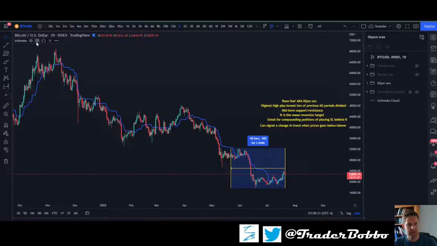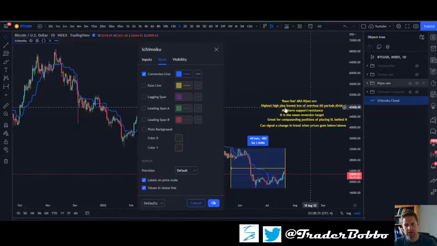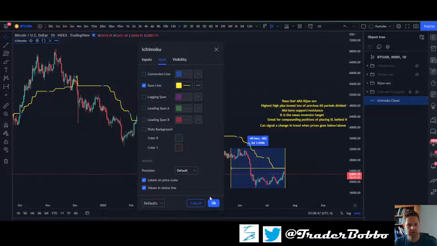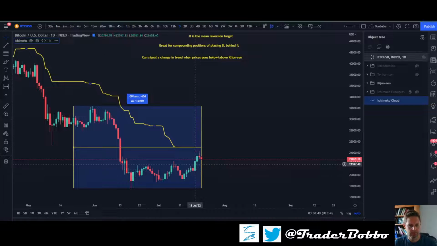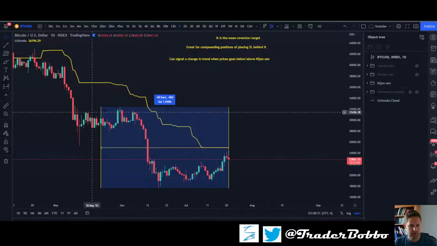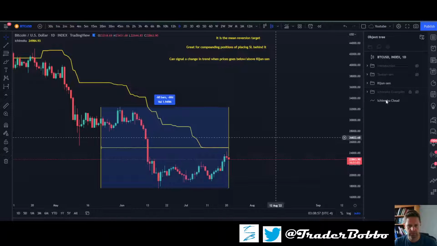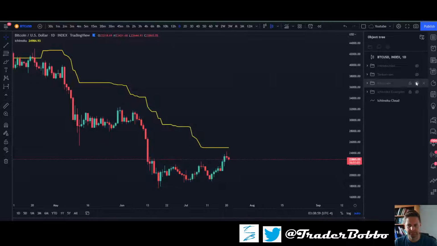So what is the Kijun-sen? As I've said, it is the baseline, so it's the 60-day highest high and the lowest low of the last 60 periods. Let's turn it on and have a look at how it looks on the chart. So highlight this today, highest high, lowest low, and that's where the Kijun-sen line is today.